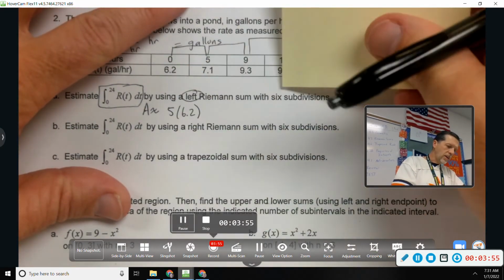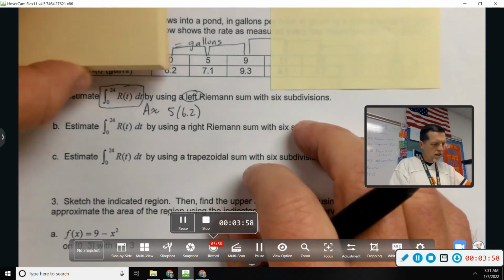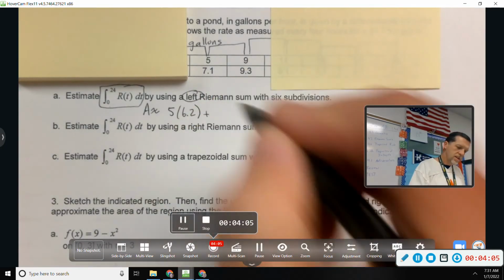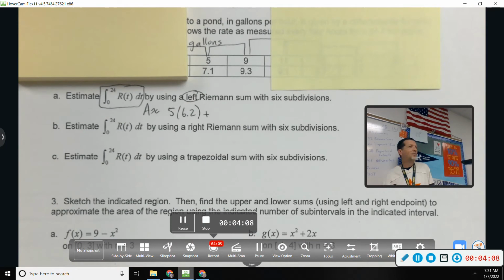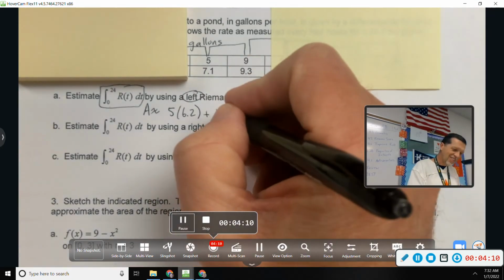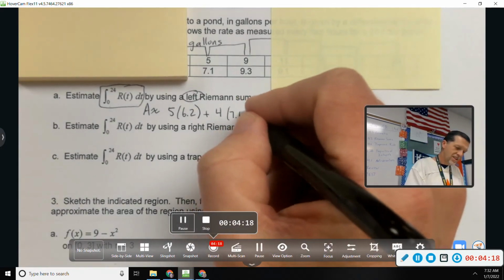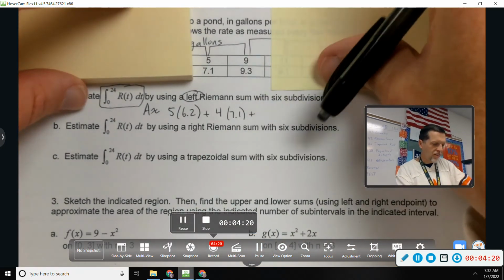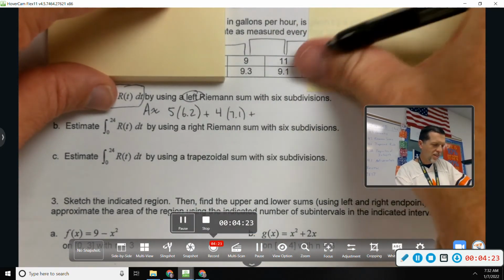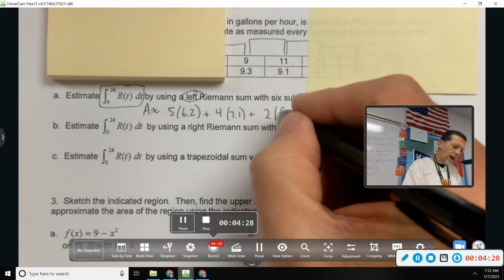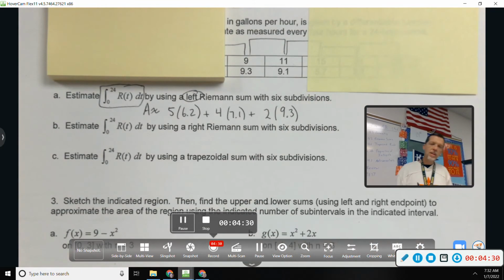The next rectangle goes from 5 to 9. So how wide is that rectangle? 4. And what height should we use? 7.1. Then the next rectangle goes from 9 to 11. So that width is 2, and we'll use the height of the left, 9.3.